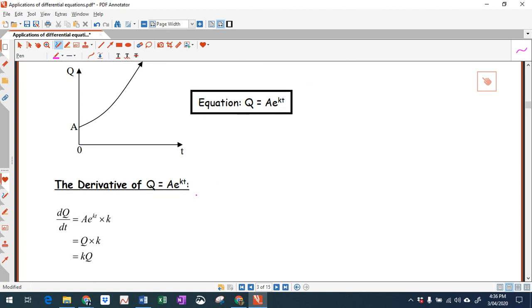Now, let's have a look at the derivative of an exponential growth function. If I differentiate Q with respect to time, I get dQ/dt equals a e^(kt) times k. And this here is just Q, isn't it? So I can replace a e^(kt) with Q. So I can write dQ/dt is Q times k, or just kQ.